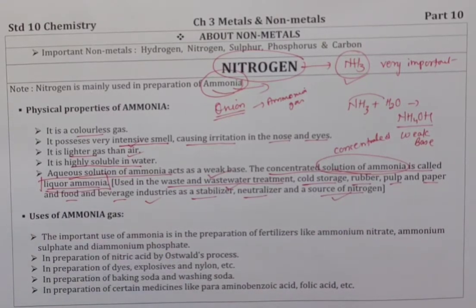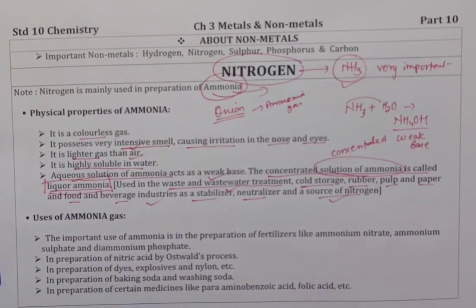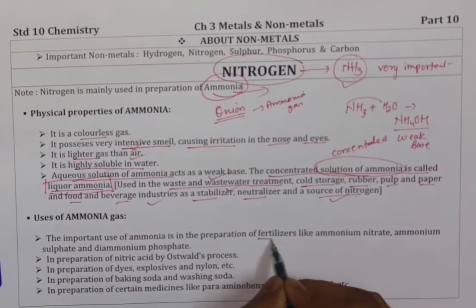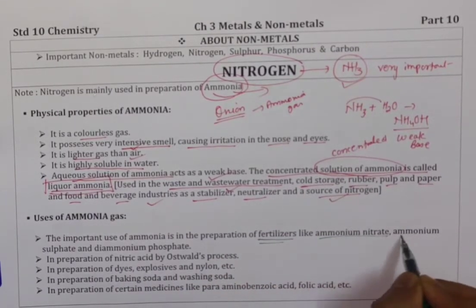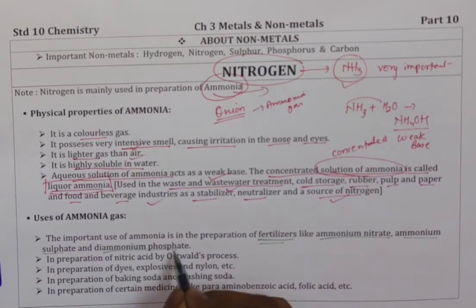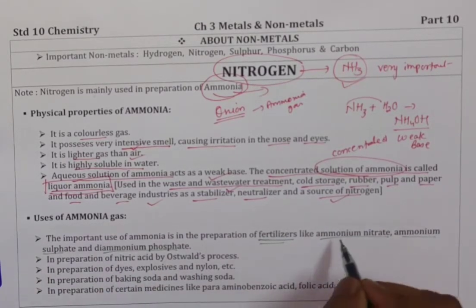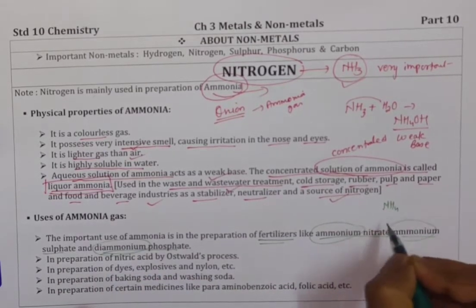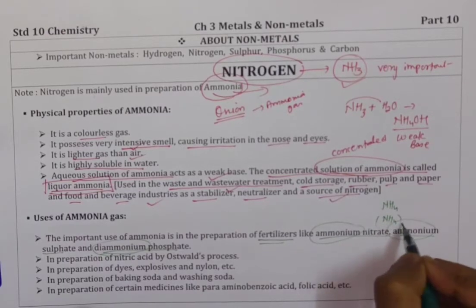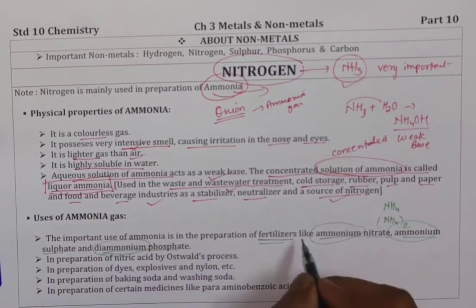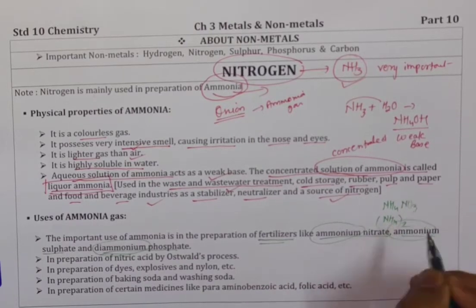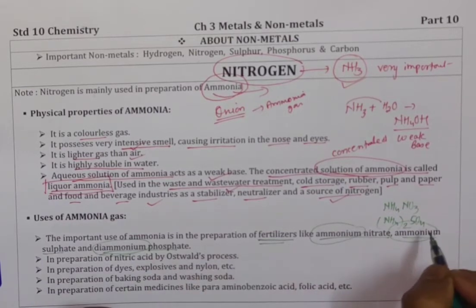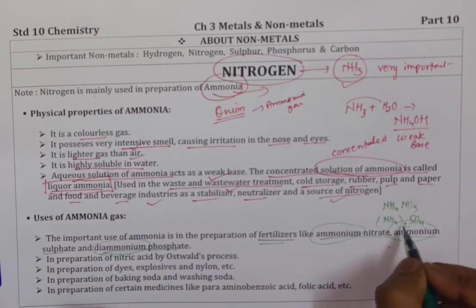All right, now we shall see the uses of ammonia. The important use of ammonia is preparation of fertilizers like ammonium nitrate, ammonium sulfate, and diammonium phosphate. All right, this ammonium and diammonium. So ammonium is NH4, and diammonium will be twice. Okay, then this is nitrate, so NO3, this is sulfate, so SO4, and this is phosphate, and the next one is diammonium phosphate.